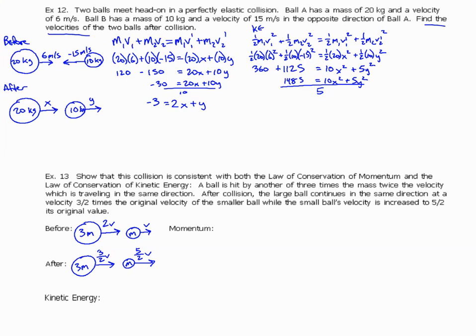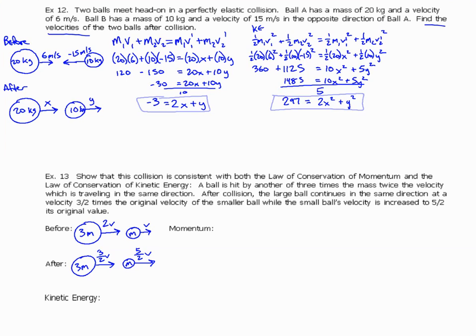So take a 5 out of everything, and we end up with 297 equals 2x squared plus y squared. And where we are, these two things are as simplified as they can be.